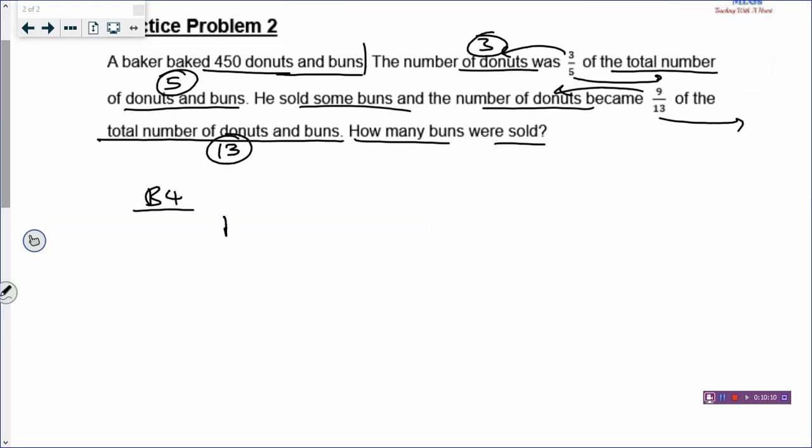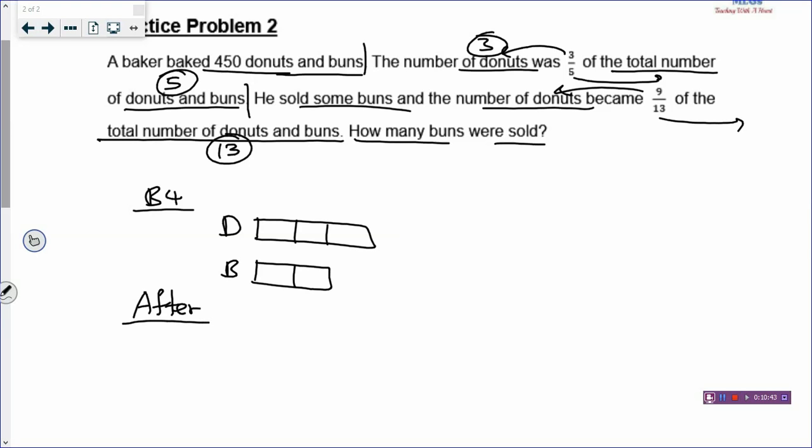The donuts was 3 boxes, all right, donuts have 3 boxes, and the total donuts and buns is 5 boxes, so which means that the buns must have 2 boxes, right? Why? Because altogether there are 5 boxes, right? And you can see the total number of donuts and buns is 5. So 5 minus 3, there are 2 boxes of buns at first. Okay, then where's your after? Right, let's draw the after.